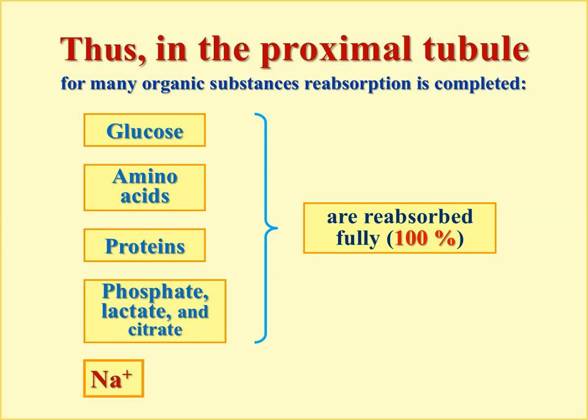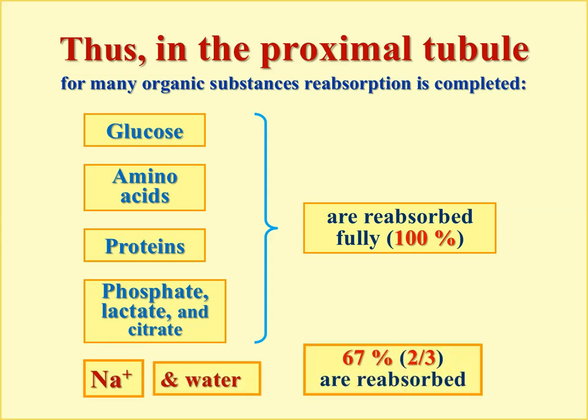And as for sodium and water, reabsorption is 2/3. Therefore, for all remaining parts of the nephron tubules, we need to reabsorb the remaining 1/3. If you recall that the total volume is 180 liters daily, it means that 1/3, 60 liters, are to be reabsorbed in the next parts of the nephron. And let's go to the next part of the nephron, the loop of Henle.